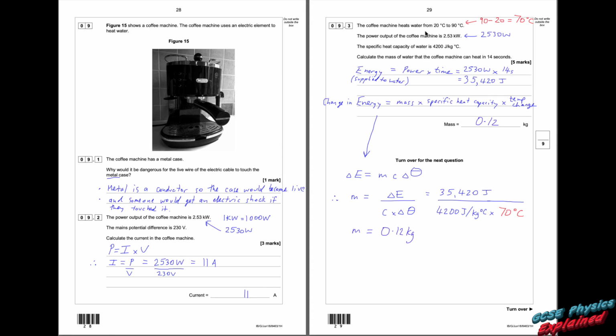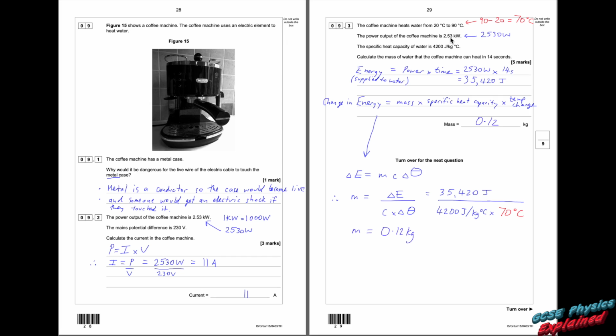Part 3. The coffee machine heats water from 20 degrees to 90 degrees, so that's a change of 70 degrees. The power output of the coffee machine is that, so again, I've converted into watts. The specific heat capacity of water is 4,200 joules per kilogram to raise its temperature by 1 degree C. Calculate the mass of water that the coffee machine can heat in 14 seconds.